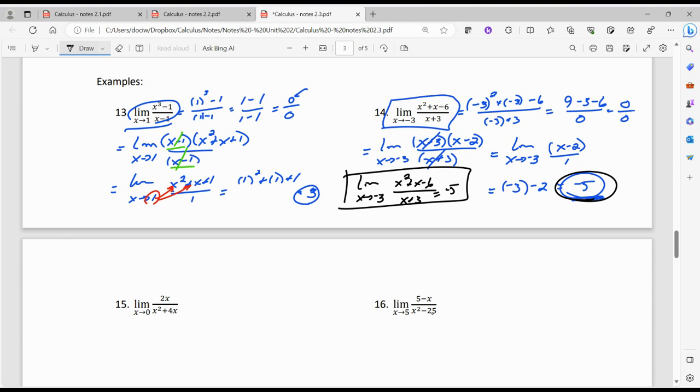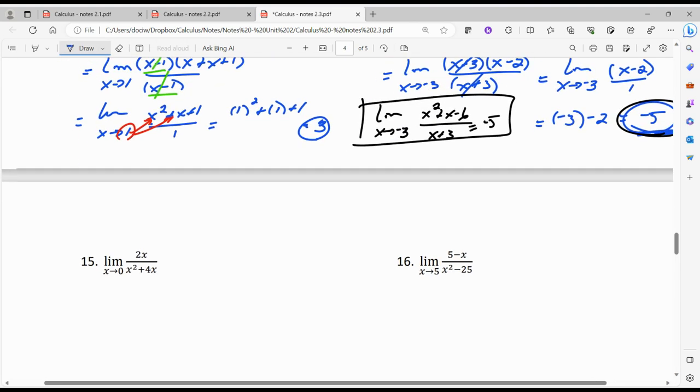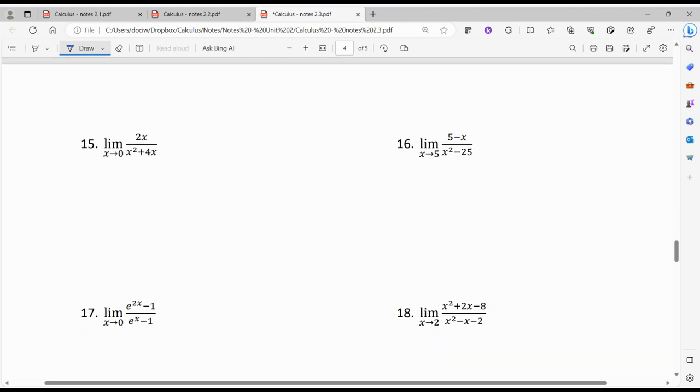Okay, so just a couple more. It's a bit repetitive, but let's look at these next couple, 15 and 16. Obviously, this is part of a larger calculus set that I have, and please stay tuned, watch other videos for more calculus.